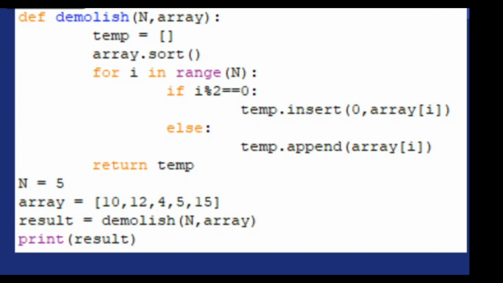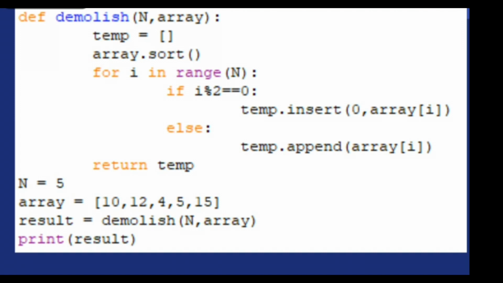The function starts like this: def demolish, that is the function name, and we have the parameters n and array. n is the number of elements in the array, which is the size of the array, and array is the real array which contains the values. We are going to build a new array which is temp. So temp is equal to an empty array initially, and then as we have seen, we are going to sort the array. Sorting gives the elements in ascending order by default. So array dot sort will arrange the elements of the array in ascending order, starting from the least element to the highest element.